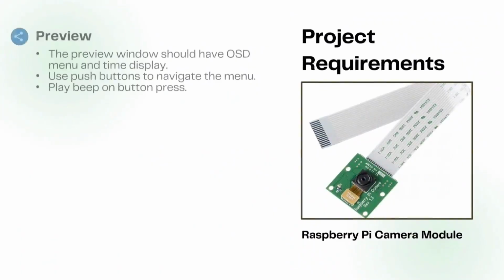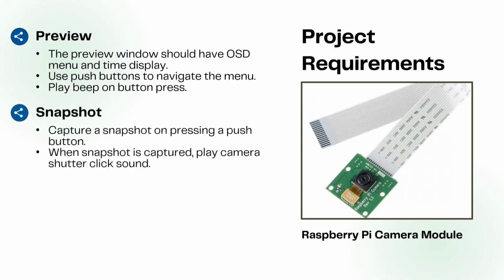One of them is, the preview window should have OSD menu and time display. Use push buttons to navigate the menu. Play beep sound on button press. Another one is, capture a snapshot on pressing a push button. When snapshot is captured, play camera shutter click sound.